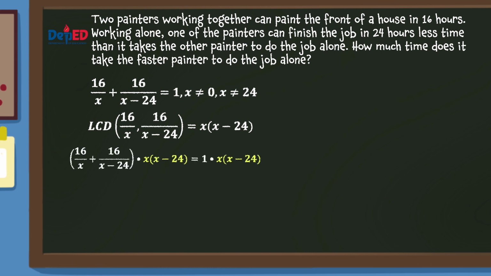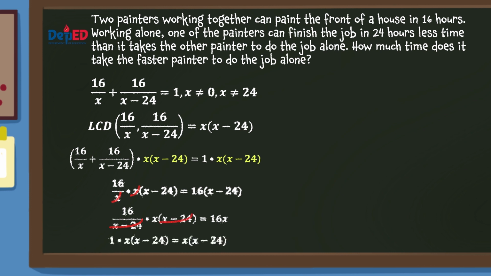Next, we multiply both sides of the equation by the LCD. By cross-cancellation, 16 over x times the LCD x multiplied by the binomial x minus 24 must be equal to 16 times the binomial x minus 24. And 16 over x minus 24 times the LCD x multiplied by the binomial x minus 24 equals 16x. While 1 times the LCD x multiplied by the binomial x minus 24 is simply equal to the LCD itself.